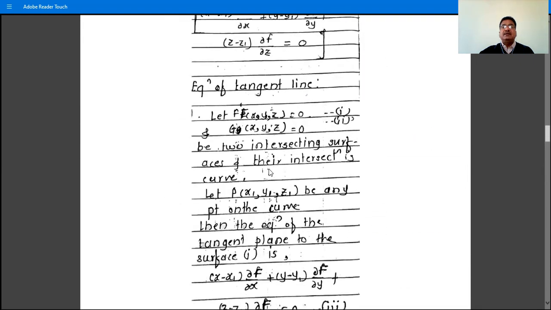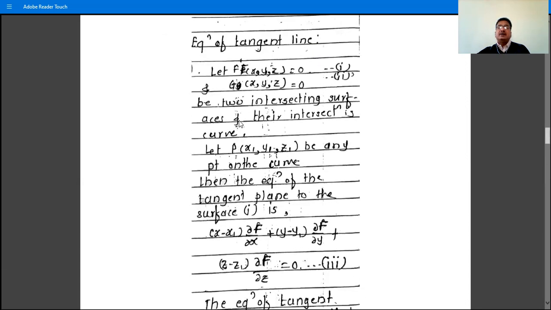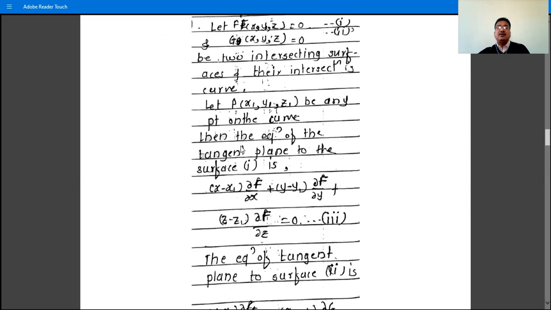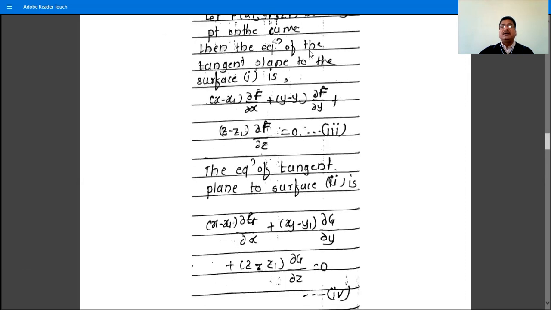Equation of tangent line. Let capital F(x,y,z) = 0 and capital G(x,y,z) = 0 be two surfaces, and their intersection is obviously a curve. The intersection of two surfaces is a curve, and let P(x1, y1, z1) be any point on this curve. Then what is the equation of the tangent plane to surface 1?